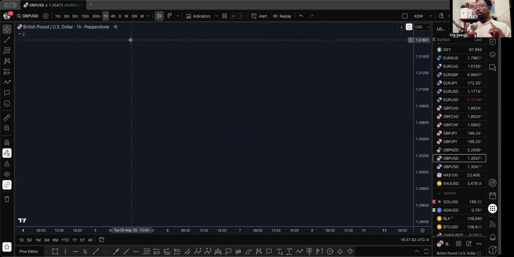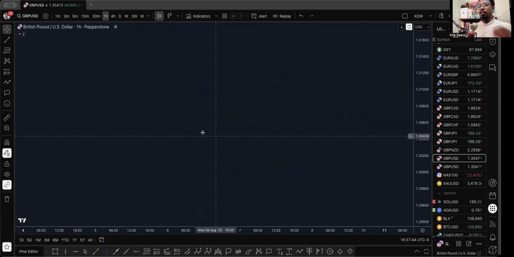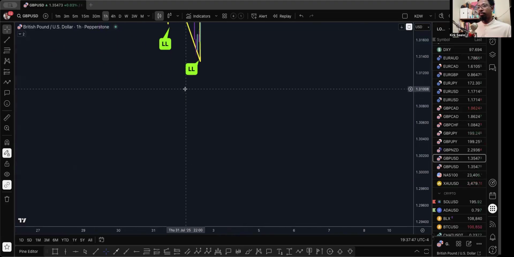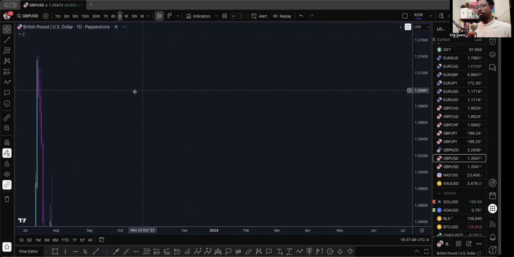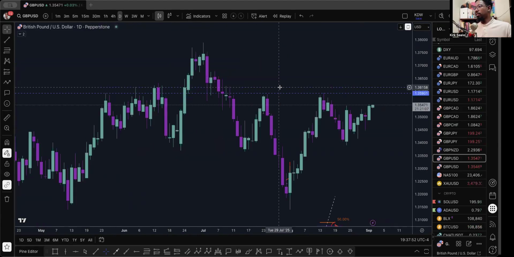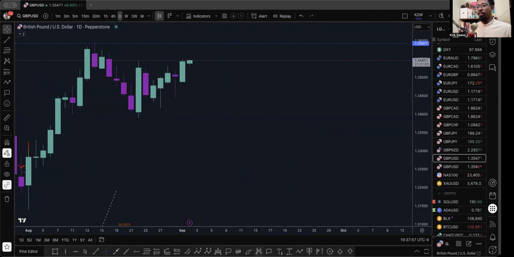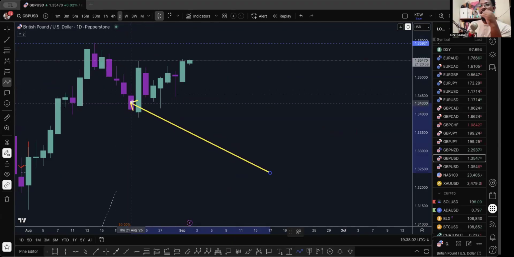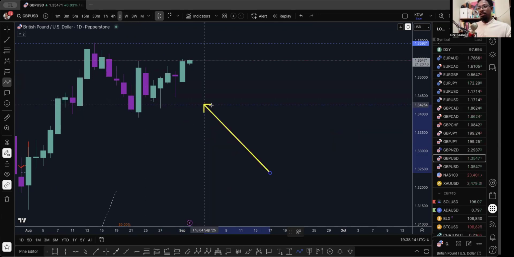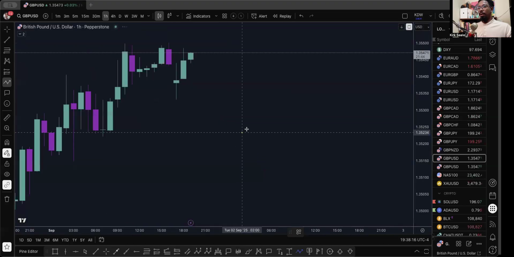Now, if we are looking at a chart, let's use the example right here. This is the daily chart that we are on right now. Purple is price going down. Green is price going up. So if you have purple looking like this, let's go back to the 1 hour.